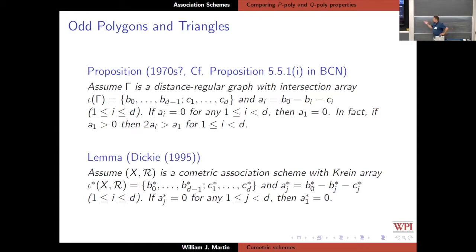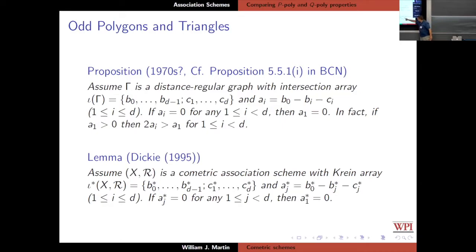Well, Garth Dickie proved the dual theorem. There's a little bit less information than we have in the distance regular graph case, but in his thesis in 1995 at Wisconsin, this is the only mathematician I know who won an Oscar, by the way. Right? Not for this, by the way.